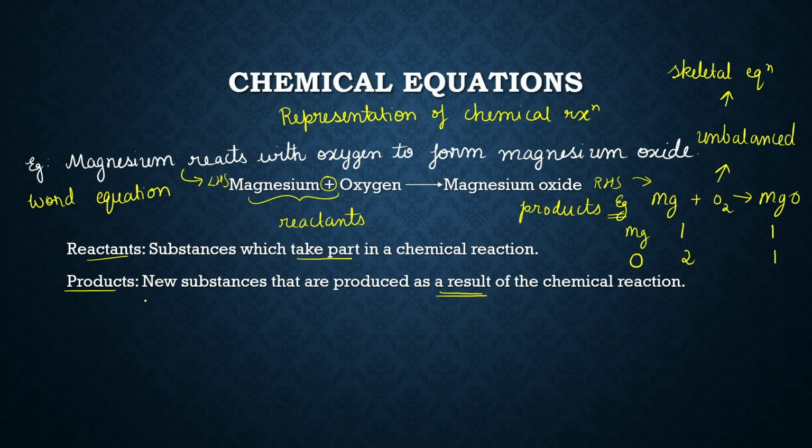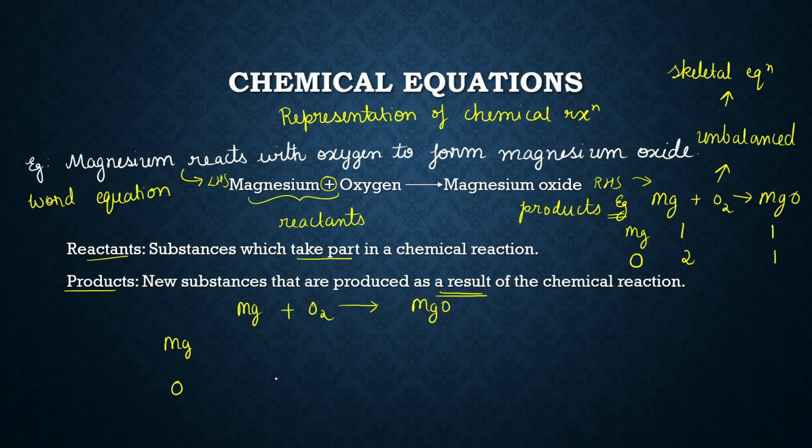Now, how to write the balanced equation? For that, we need to know how to balance the equation. So let's study that. Magnesium reacts with oxygen to form magnesium oxide. In order to balance, first write down all the elements which are present in the reaction. So here we have magnesium and oxygen.